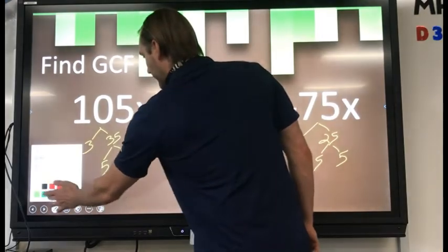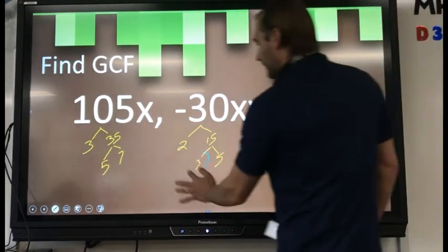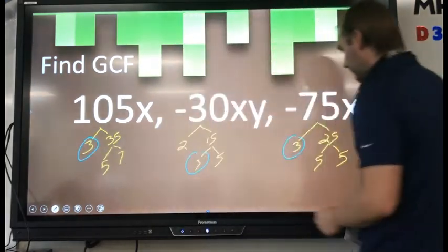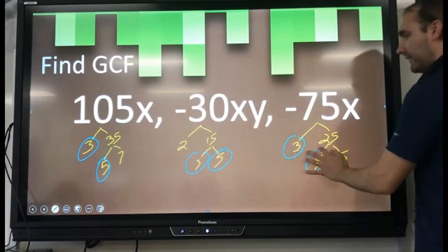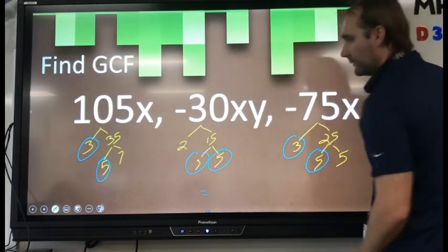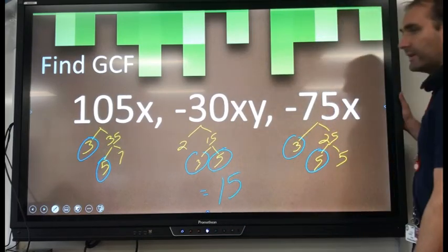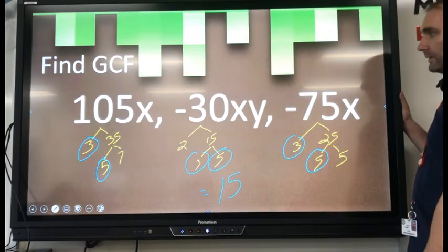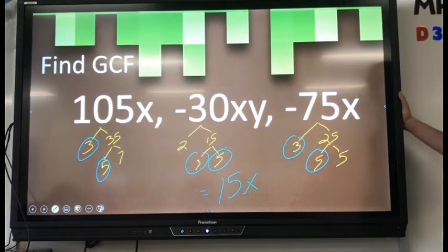Now with the numbers, what do they share in common? Do they share a 3 in common? Yes. What about a 2? No. Do they have a 5 in common? Yes. What about a 7? No. So with the numbers, what is my GCF? 15. What is my variable? Do they have y's in common? No. Do they have an x in common? Yes. It'd just be x.